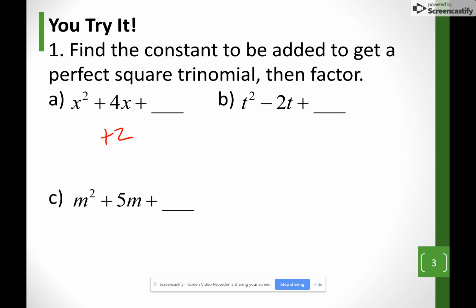Square it. 2 squared is 4. So I'm going to add a 4 to make it a perfect square. Then the way I'm going to factor it will be x plus 2 all squared.